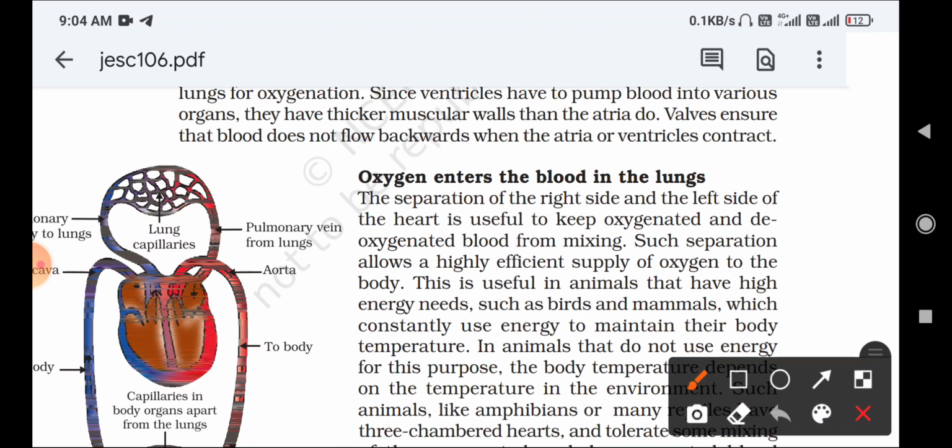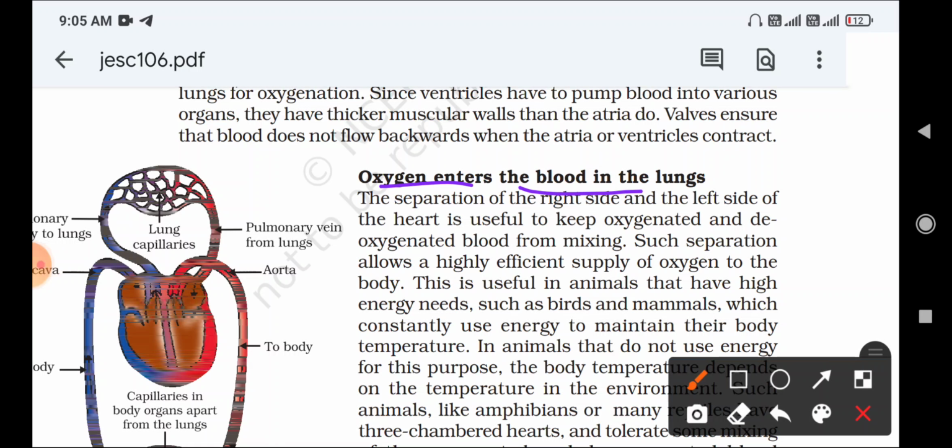In the last videos we discussed the heart function and its different chambers. Next comes how oxygen enters the blood in the lungs. To learn about the functions of the heart and its chambers, you have to see our previous video. That link is given in the description. Here next comes how oxygen enters the blood in the lungs.